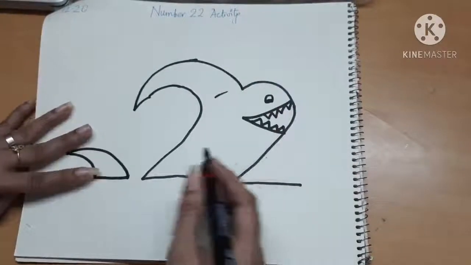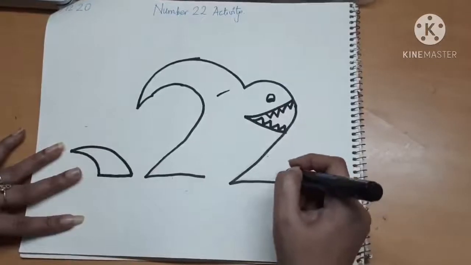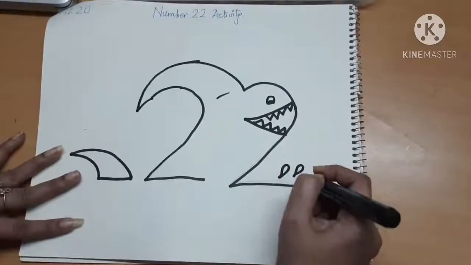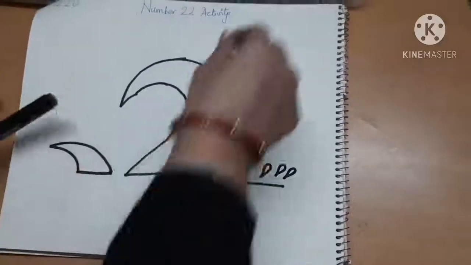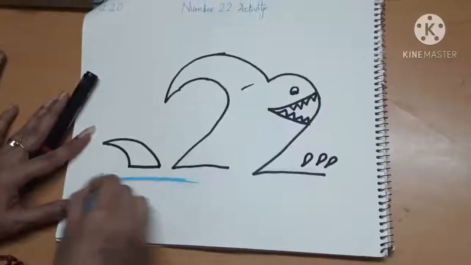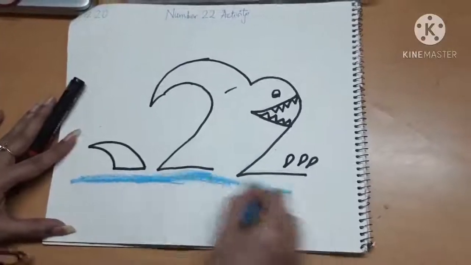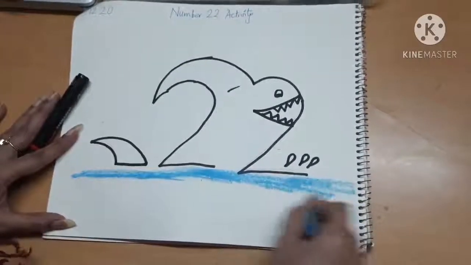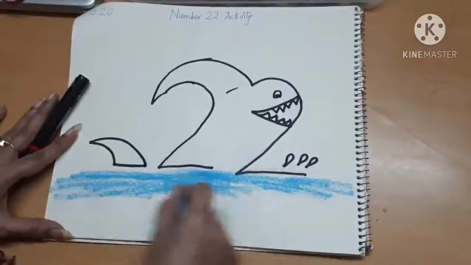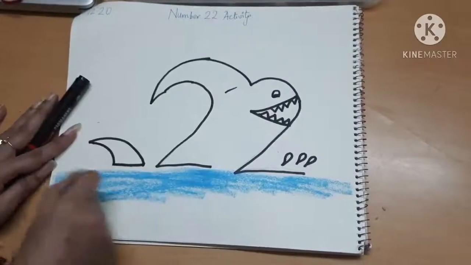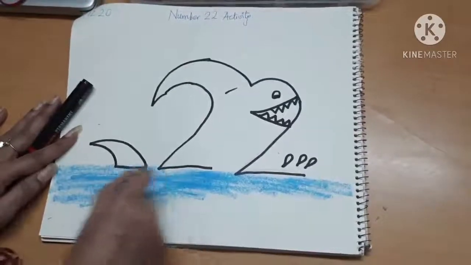So this is the tail. You can draw some water drops here. And we will draw the water and color it. I'll take some blue color and color it here. You have to color the water with blue crayon, like how I'm doing it.